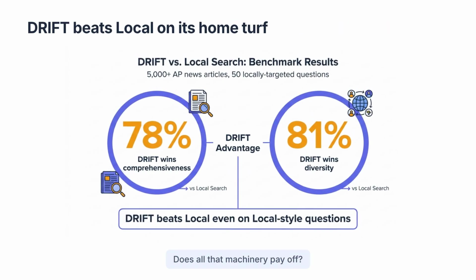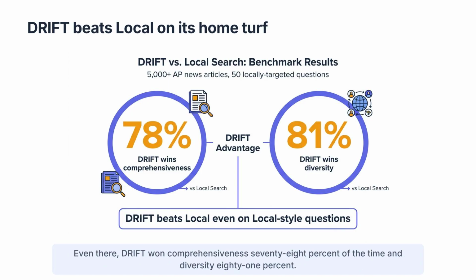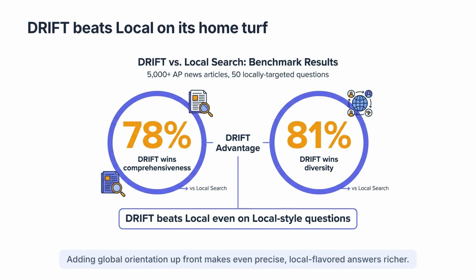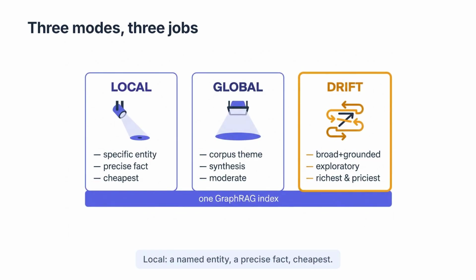Does all that machinery pay off? They benchmarked Drift against plain local search on over 5,000 AP news articles, using 50 locally targeted questions, local's home turf. Even there, Drift won comprehensiveness 78% of the time and diversity 81%. Adding global orientation up front makes even precise, local-flavored answers richer.